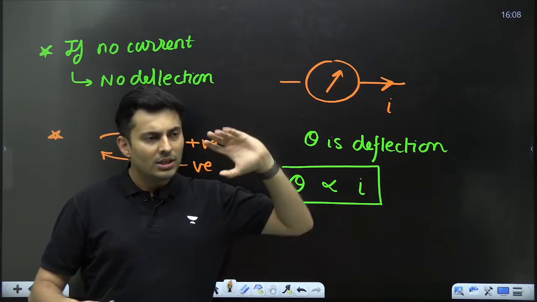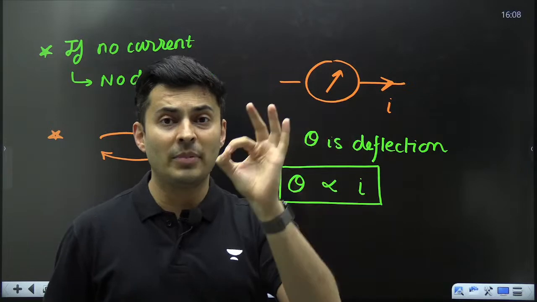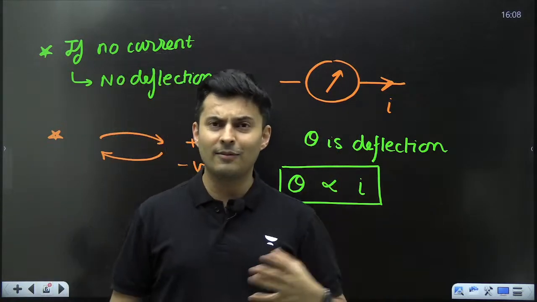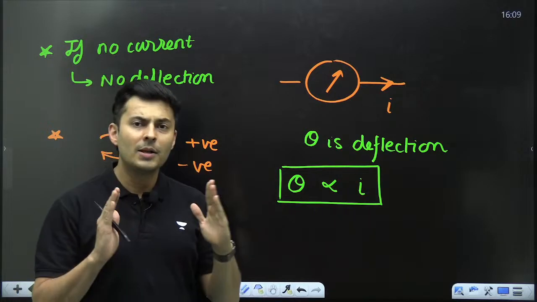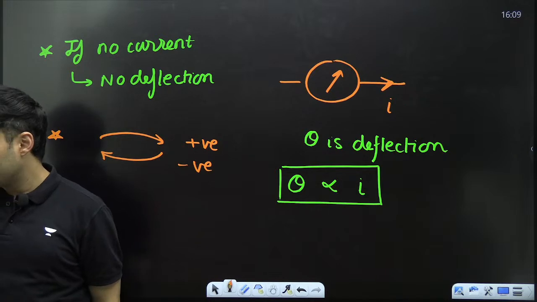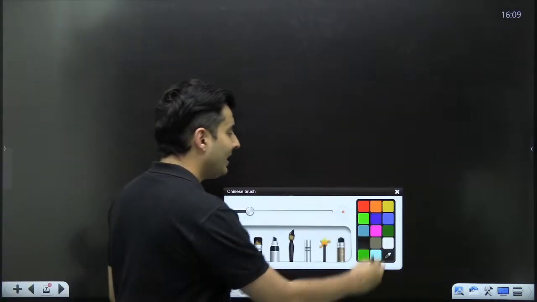Just remember, the deflection is directly proportional to the current, and it is completely based on the principle that a magnetic field applies force on current carrying wires. Just keep that in mind. Is that right? Everyone with me on this? Awesome.